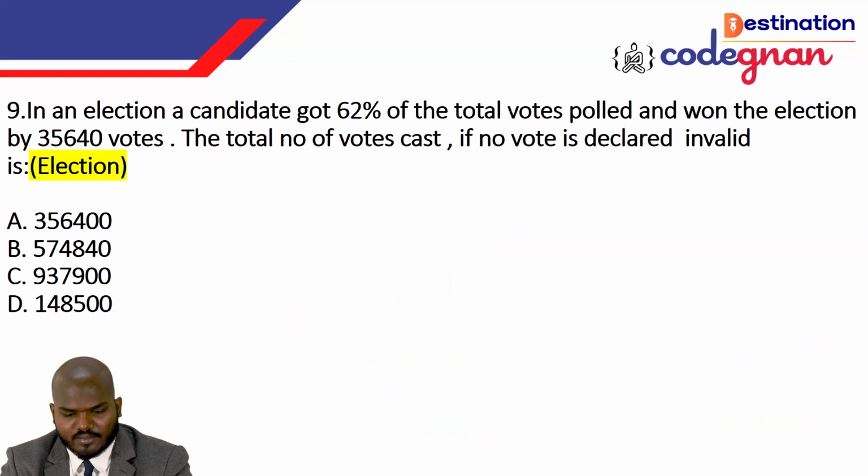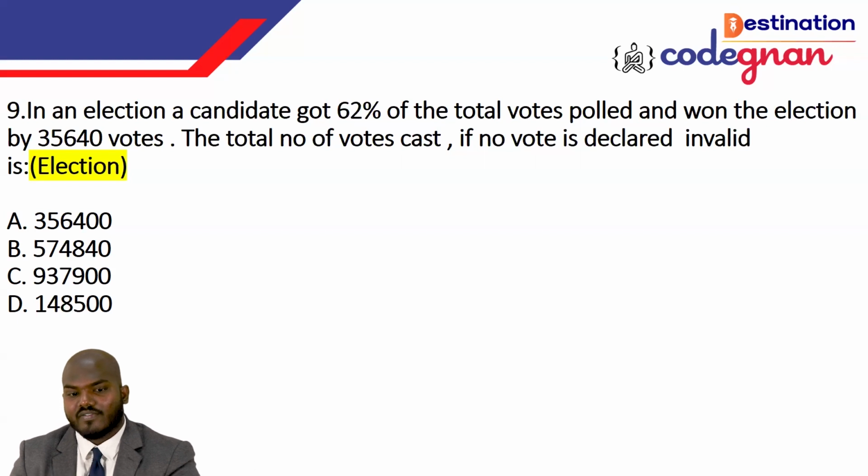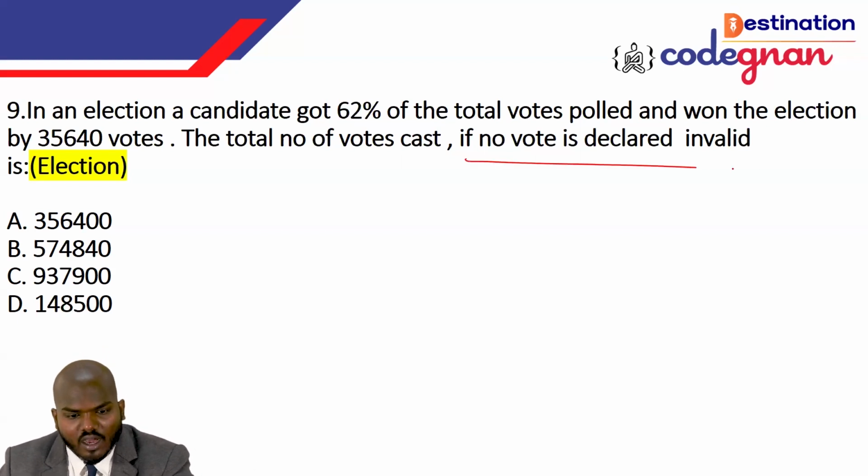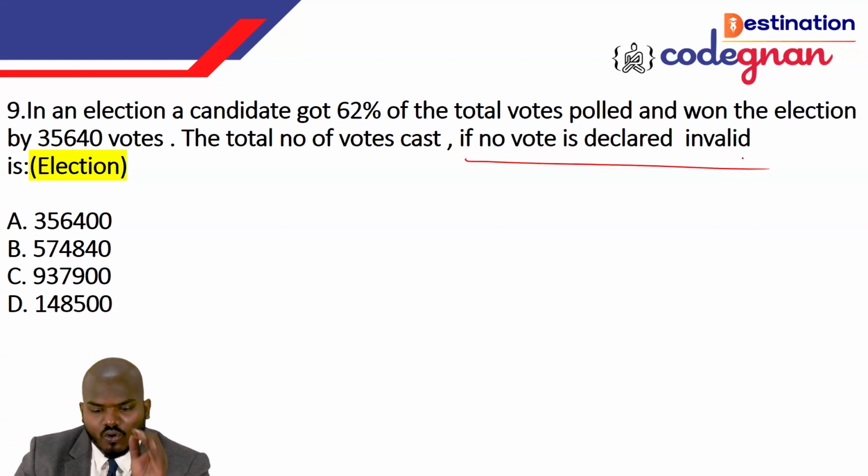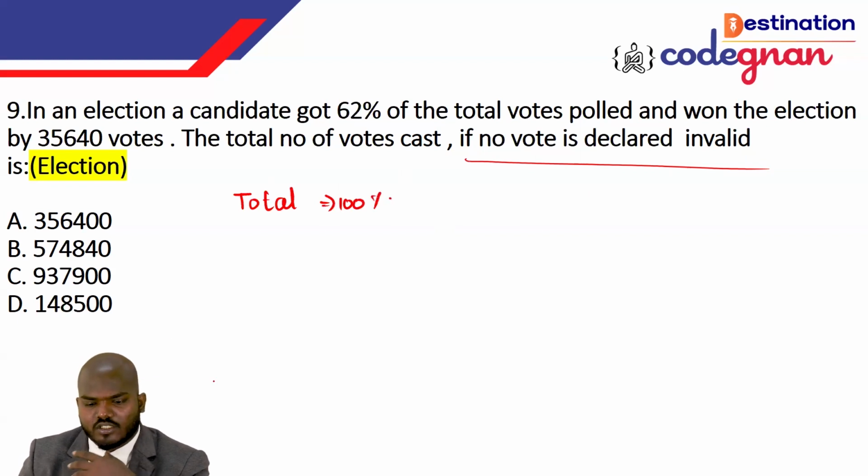So in an election, the candidate got 62% of total votes polled and won the election by 35,640 votes. What is the total number of votes cast if no vote is declared invalid? You see this phrase, there is no invalid vote. So consider that totally there are 100 votes, 100% of votes.